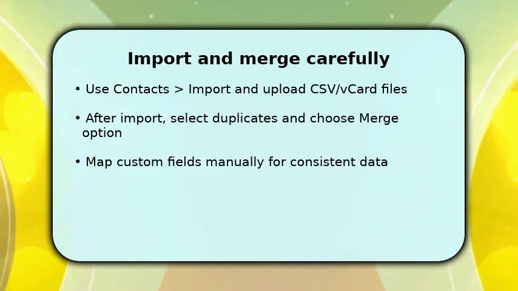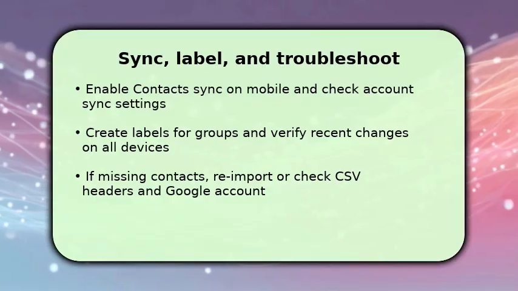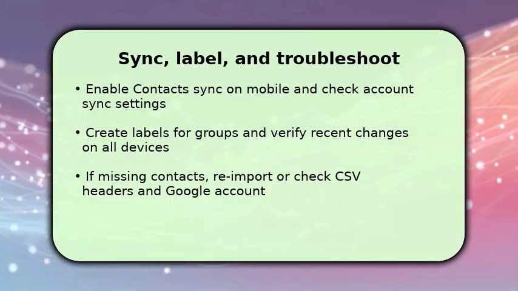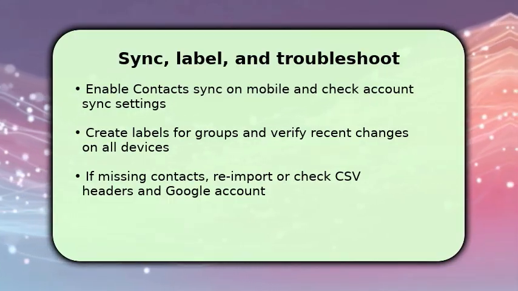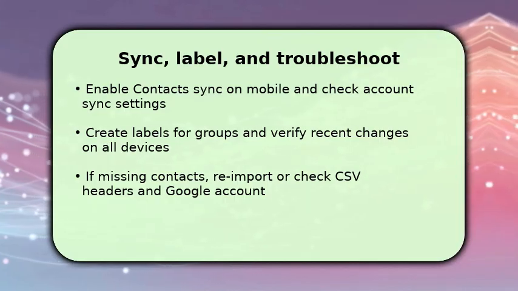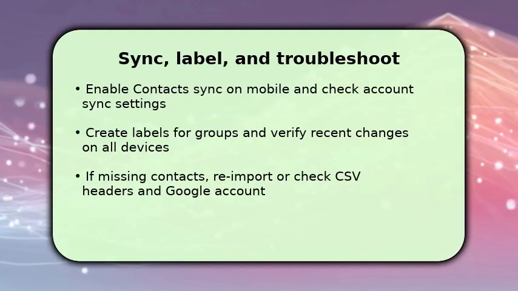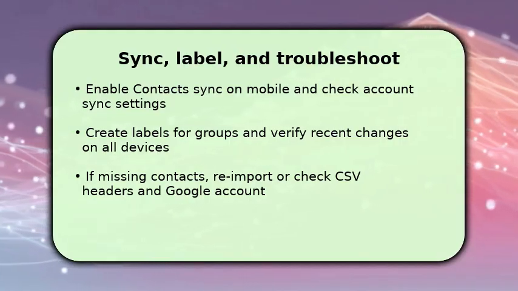Finish by syncing devices. Enable Contacts Sync in Google account settings on phones and in any desktop clients. Create labels for groups you want to keep separate and move contacts into them. This helps visibility across apps. Make sure changes propagate. Open Gmail contacts on another device to confirm.